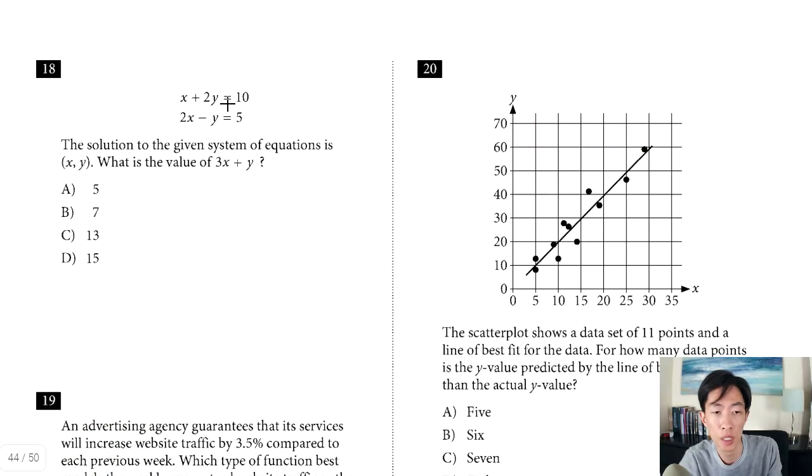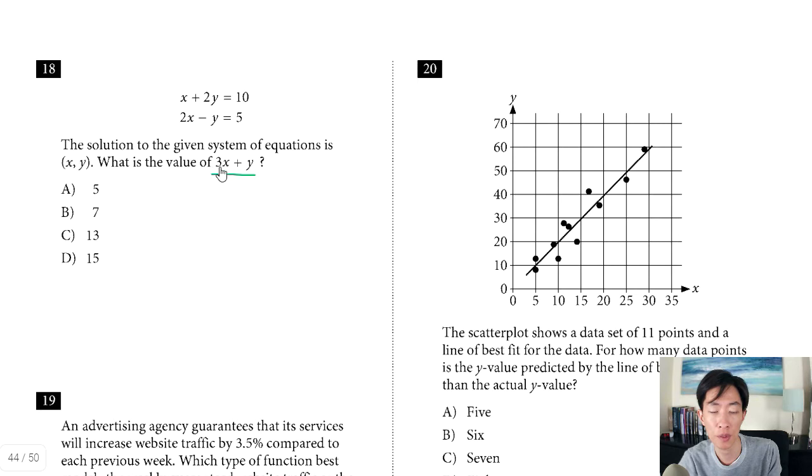Question 18, we've got a system of equations. It says the solution to the given system of equations is x comma y. What is the value of 3x plus y? So very similar to the previous problem. Normally with systems of equations, you want to do elimination. So you can multiply, say, the top equation by 2, eliminate the x's, solve for y, then solve for x, plug back in to get what they're asking for, which is 3x plus y.